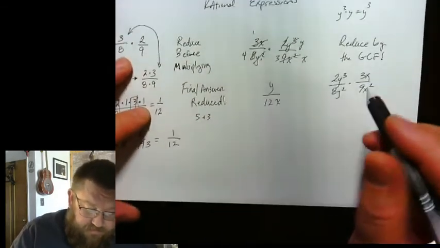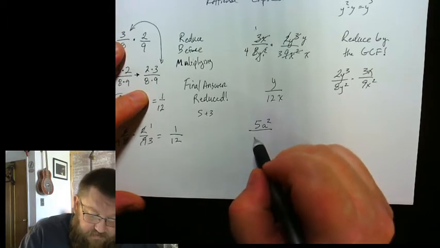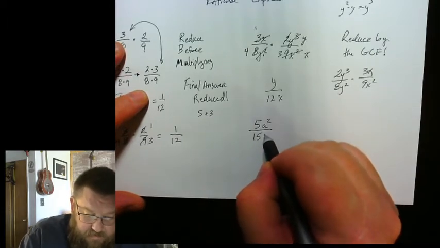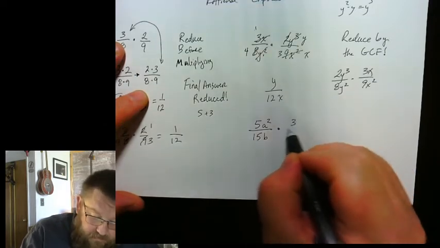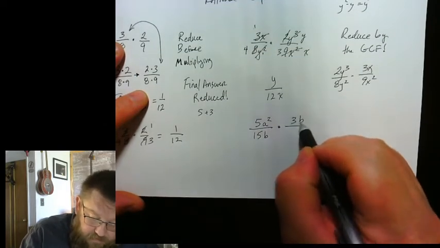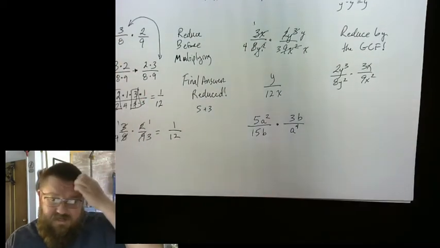So here, why don't you try one? Let's do this one right here. Let's do 5a squared over, let's say 15b, times 3b over a to the fourth. Try that one. Go ahead and pause the video. Give it a shot. See how you do.